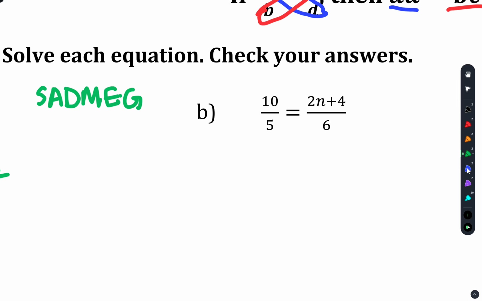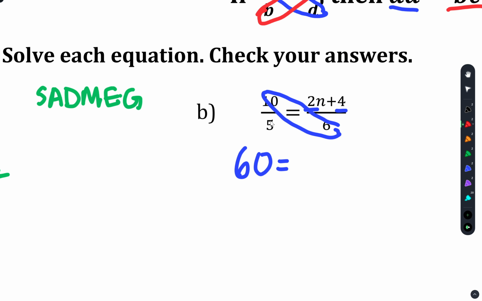Sometimes it gets a little bit trickier, and we start looking at fractions that have more than one term in their numerator or denominator. So 2n plus 4, there are 2 separate terms there. The rest of the problem pretty much starts out exactly the same. I can multiply 6 times 10 to get 60 and put an equal sign in the middle.